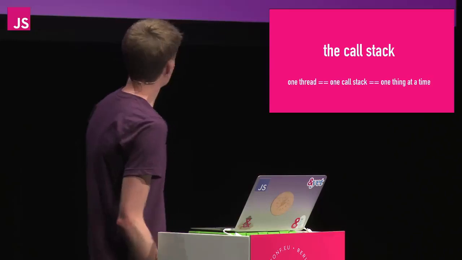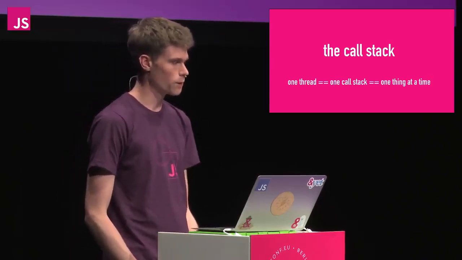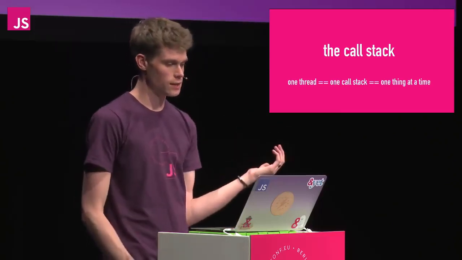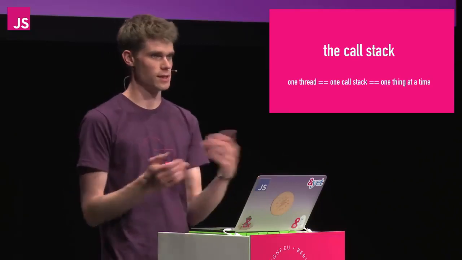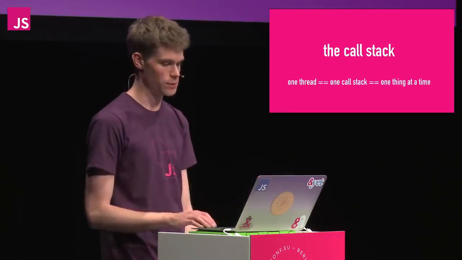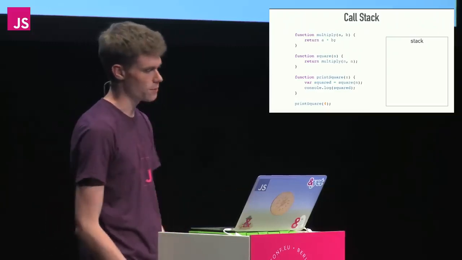So JavaScript is a single-threaded programming language, single-threaded runtime, which means it has a single call stack. And it can do one thing at a time. That's what a single thread means, is the program can run one piece of code at a time. So let's try and visualize that just to get our heads around what that means.